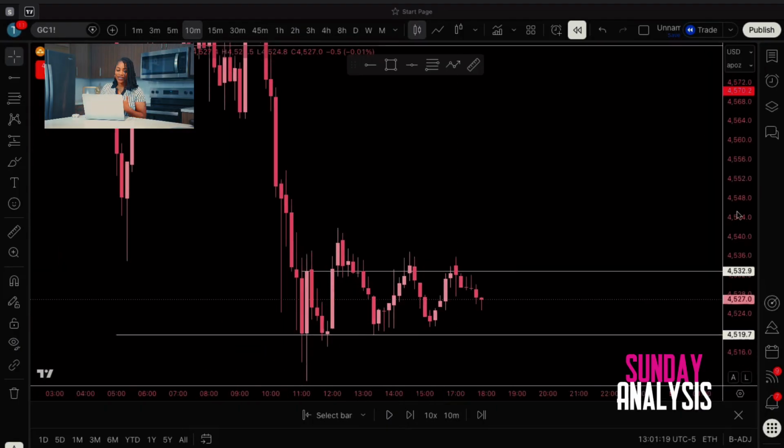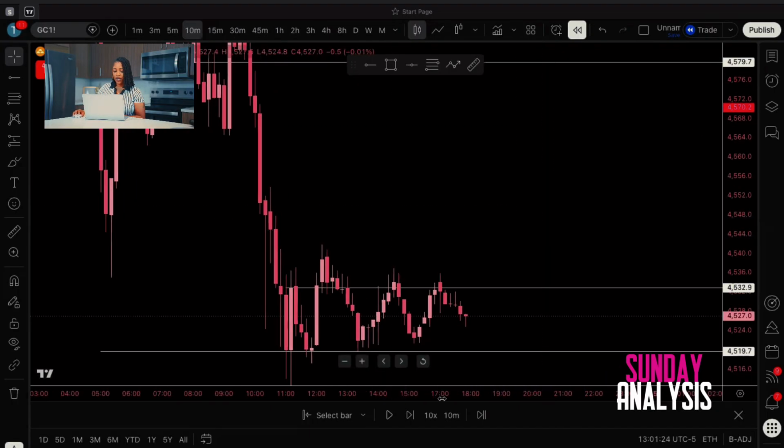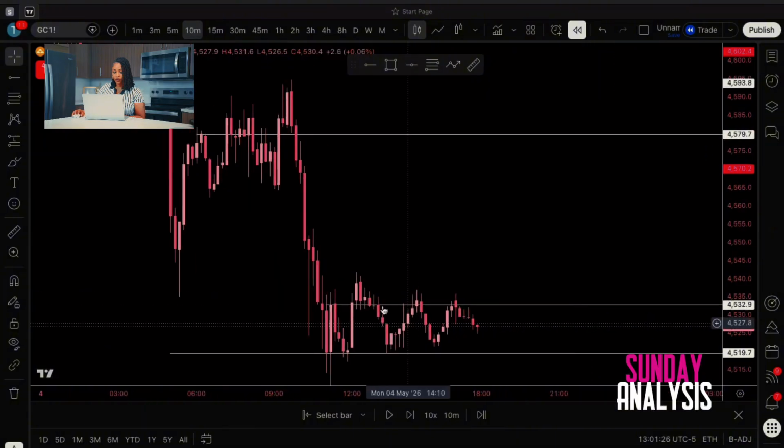Because right now on the 1 hour, it's kind of getting choppy. So we're going to go down to the 10 minutes to see if we have any structure being formed for us to enter into a trade. If you look right here at this level of resistance that was on the 1 hour, like I stated, it's choppy.